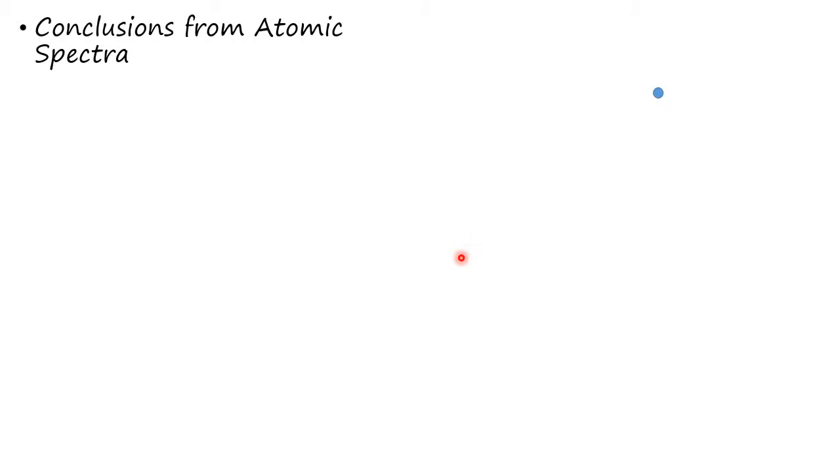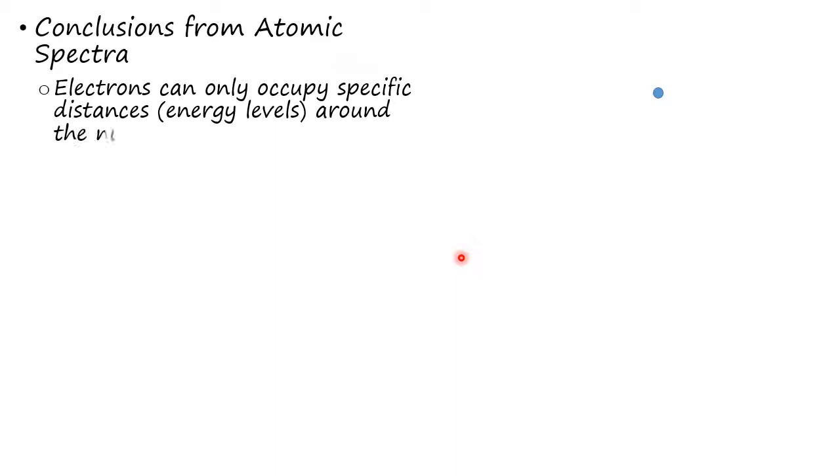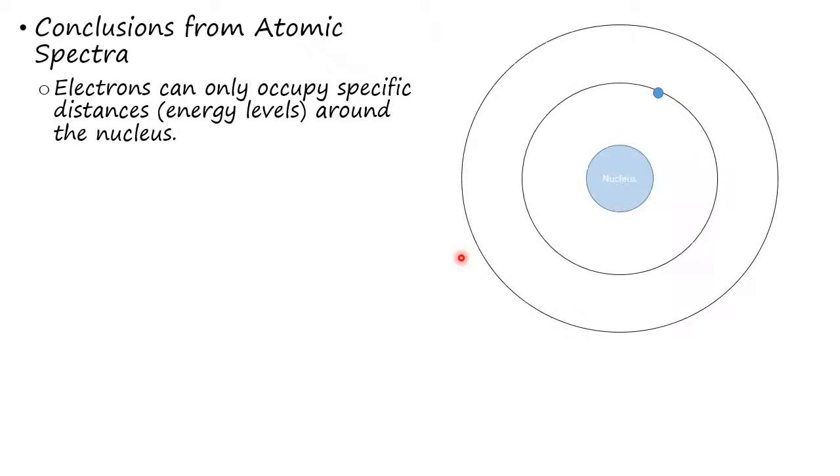So conclusions from the atomic spectra. So electrons can occupy specific distances or energy levels around a nucleus. So if we were to look at an atom, we have the nucleus in the center, and then we have an electron, and the electron can orbit only around a specific energy level. Think of this as like rungs on a ladder. It can only be at these specific positions that are at certain energy distance from the nucleus.